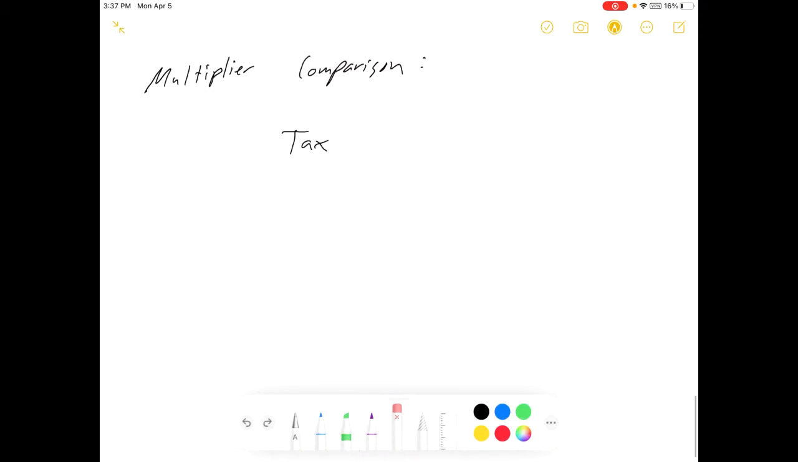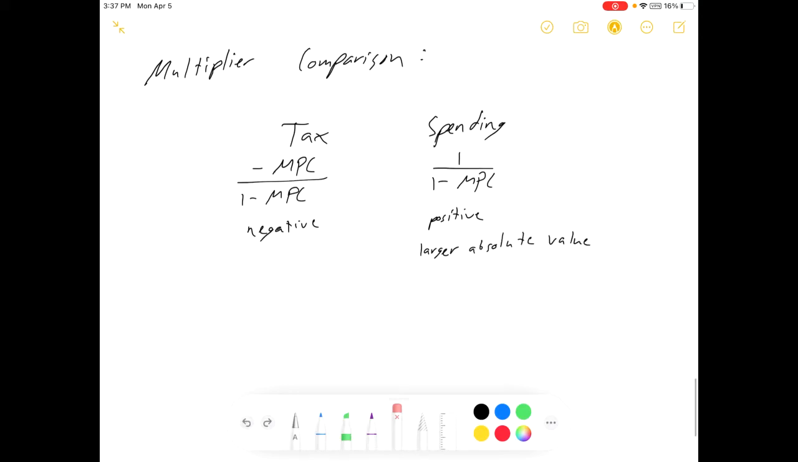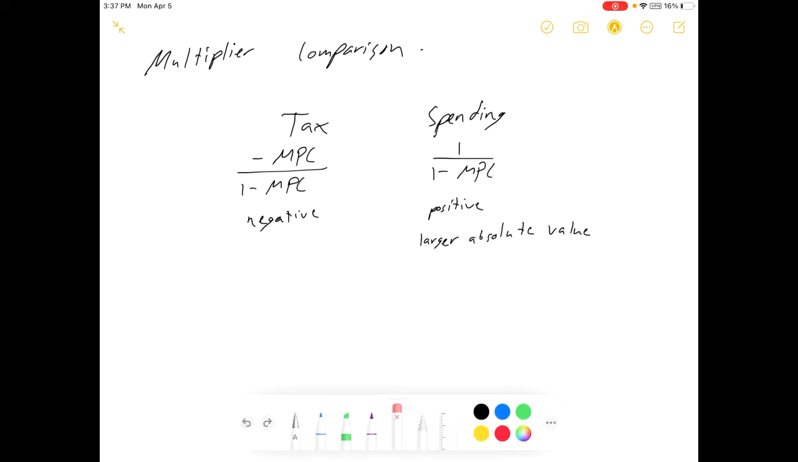All right, let's compare these two multipliers. Tax multiplier is that. Spending multiplier is that. Tax multiplier is negative. If you raise taxes, GDP will fall. Spending multiplier is positive. If you raise spending, GDP will rise. And the spending multiplier is larger in absolute value because a 1 in the numerator is bigger than an MPC in the numerator.